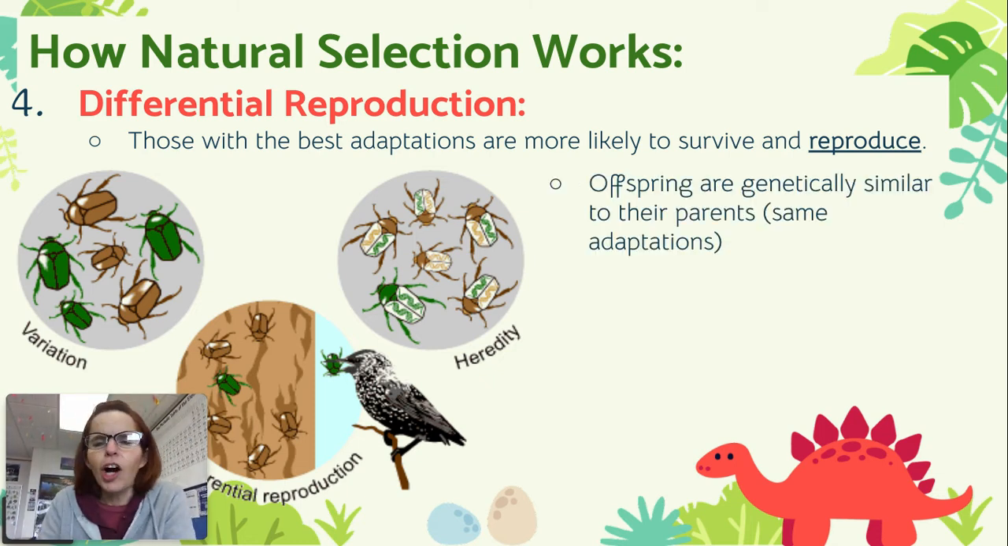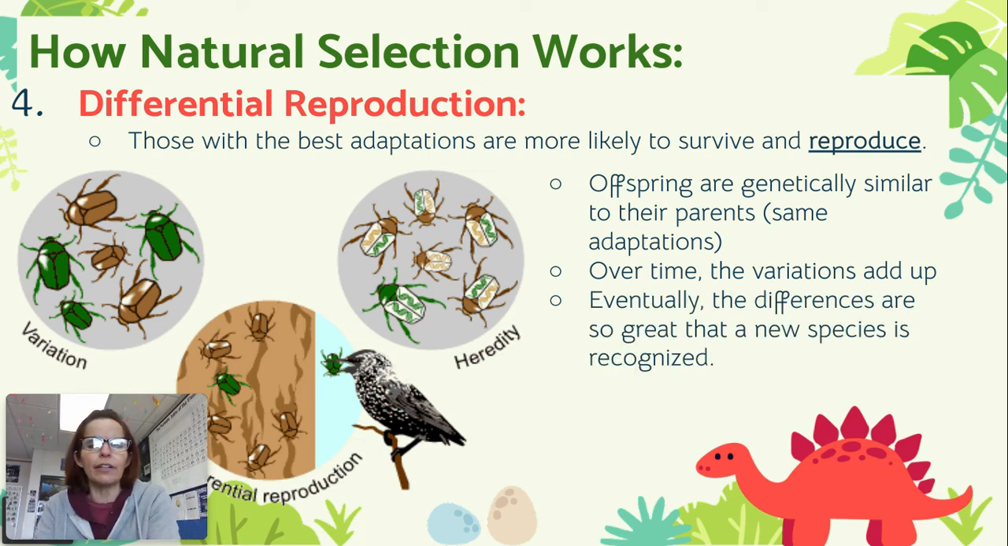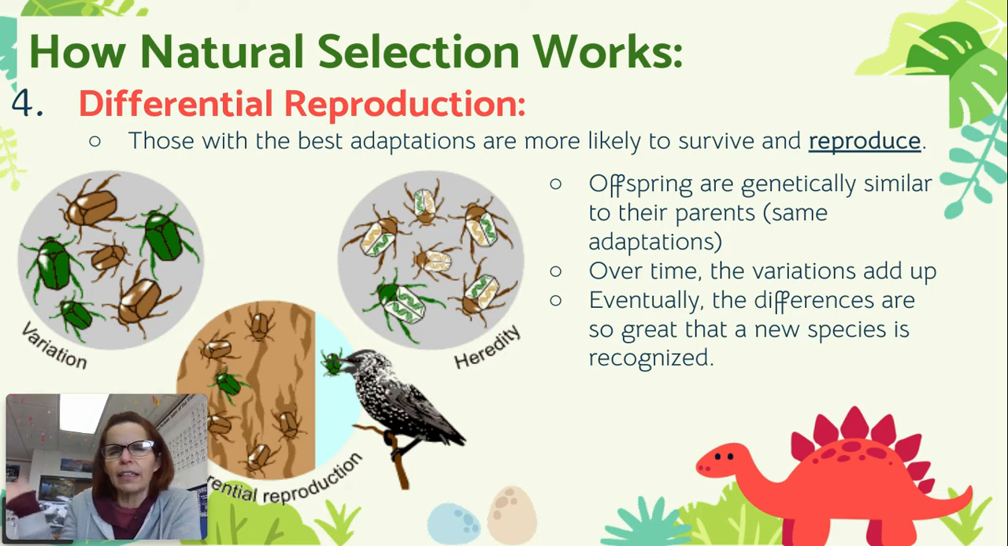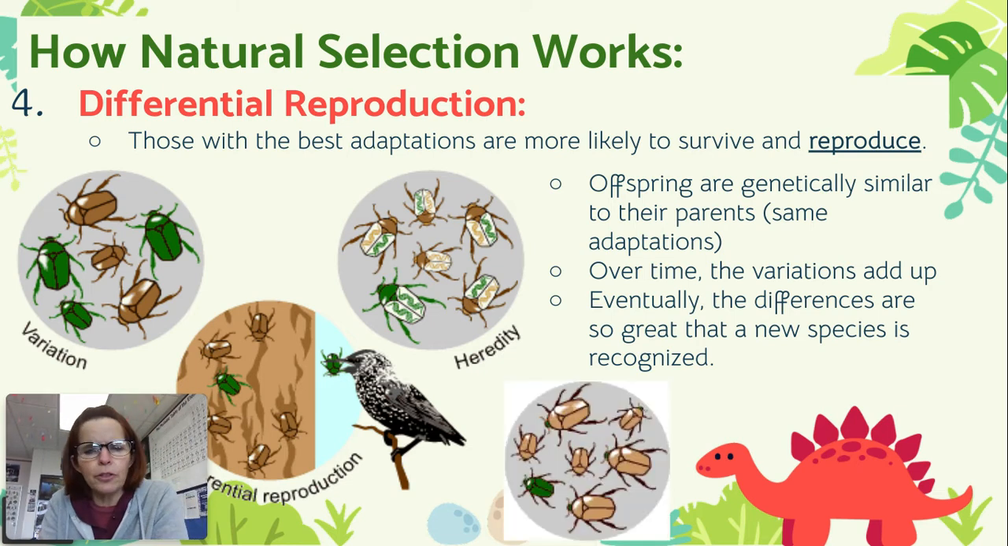So what it says here, offspring are genetically similar to their parents, and that's because they share similar DNA. Over time, there are more and more mutations that lead to more and more variations. Eventually, the differences are so great, they call it a new species. I define it later on, but a new species is when they can't breed with others and produce viable offspring. And so that's when we recognize a new species.